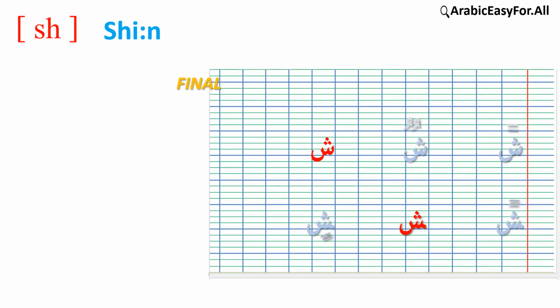In its final word position, doubled kasra on shin is pronounced shin, like in the example عشين, which means nest. While doubled dhamma on shin is pronounced shun, like in the example rishun, which means feathers.